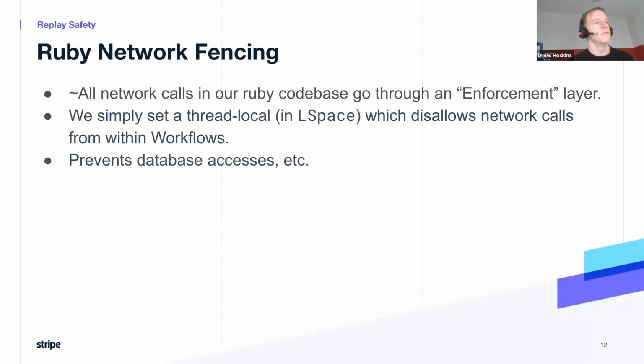Another thing we do in Ruby is network fencing, so we prevent all network calls from within workflows. We're able to do this because we already have an enforcement layer that all network calls go through in our Ruby code base. Basically, we just set a thread local which says network calls aren't allowed, and we give a good error message if one is used. We're about to roll this out in production, so we have our fingers crossed. I think it's going to be good. This is the thing we use to prevent Mongo and Redis access and so forth.